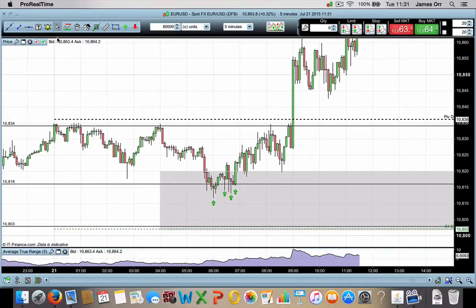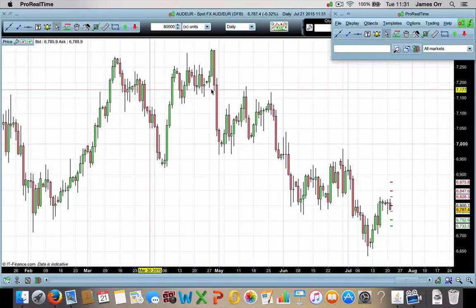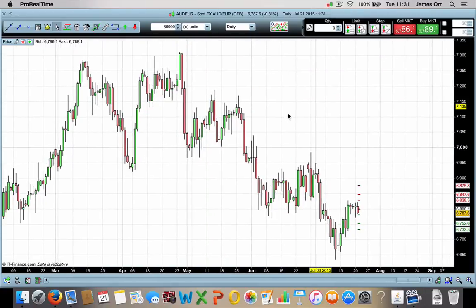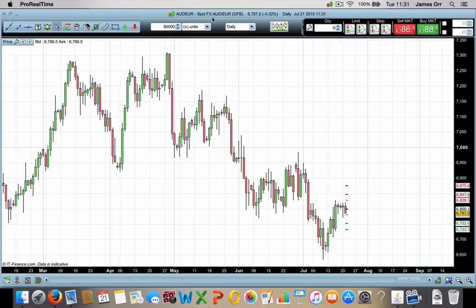Okay, let's drop down and look at another one. This is the Australian dollar euro. These are markets that I very rarely trade. My main markets are the FTSE and the Australian dollar, US dollar, that I trade intraday. But I'm just picking a couple of random popular pairs so you can see that it works on all pairs.